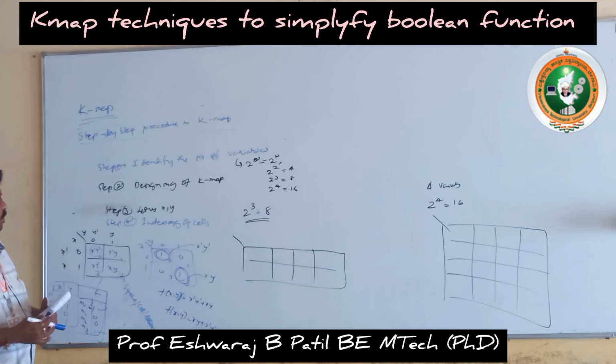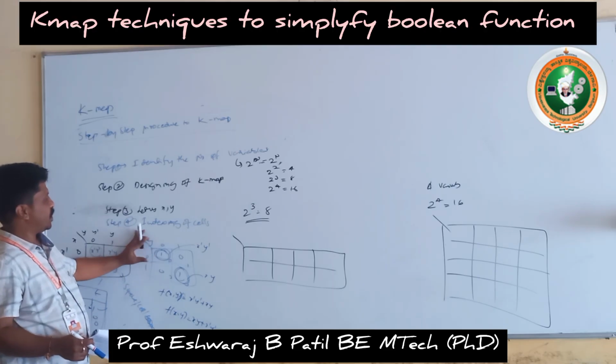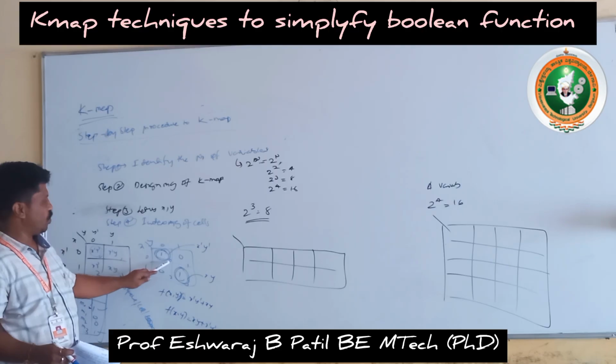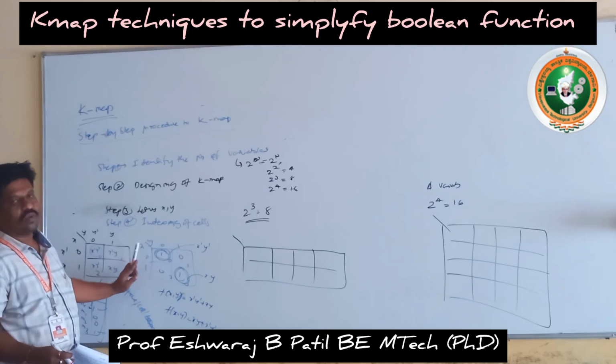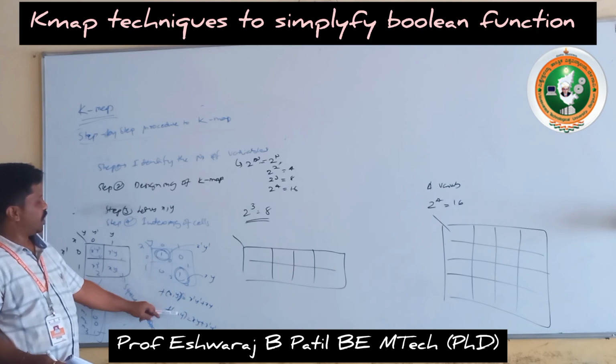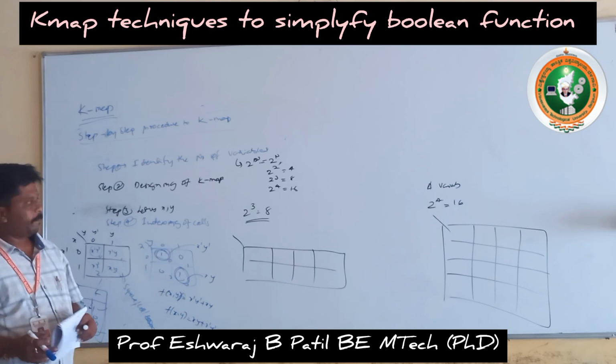That's nothing but the simplification of the Boolean function based on the number of cells which are adjacent to ones which are adjacent to each other. These cells are not adjacent, so we will not be simplifying the values; whatever we have, we are keeping the same as it is.